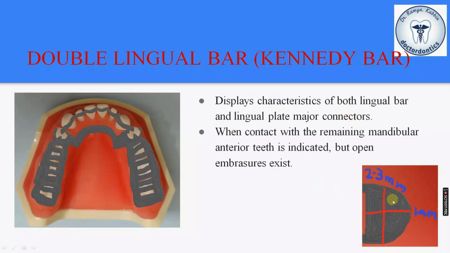The upper bar in cross section will give you a half oval shape. It should be 2 to 3 mm in height and 1 mm in thickness. The lower bar is like a lingual bar.